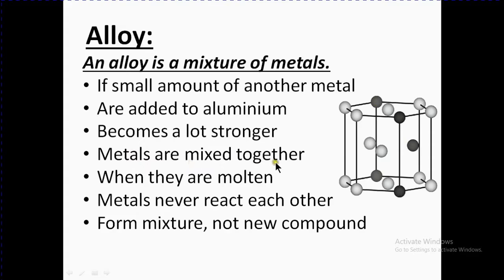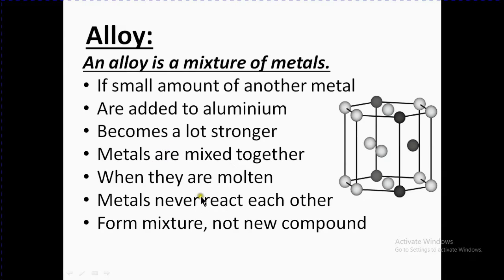Metals are mixed together when they are molten. As we know, in solid form we can't mix metals, so first we heat them up and melt them. When they become molten, then we mix them. Metals never react with each other. This is also a property of metals.